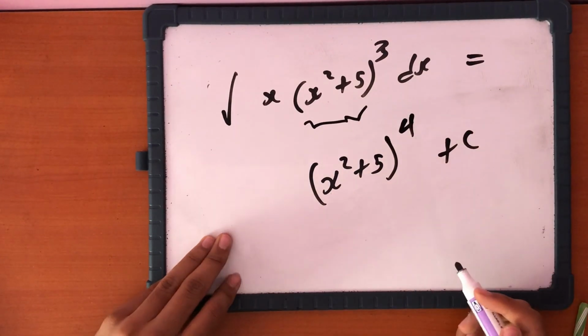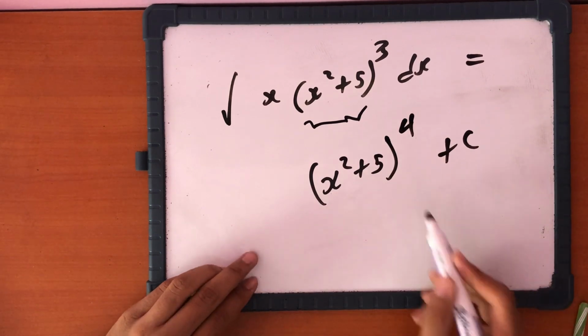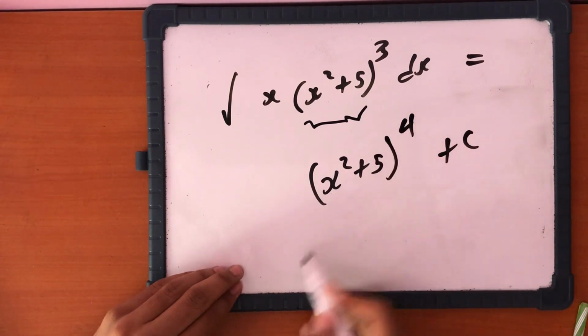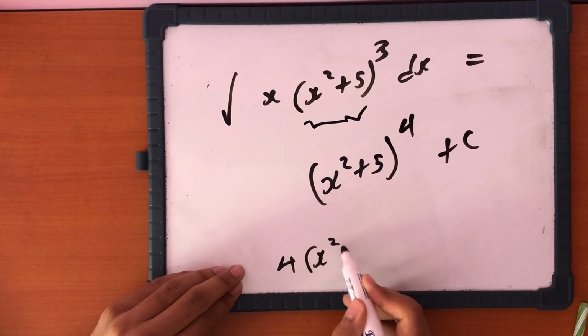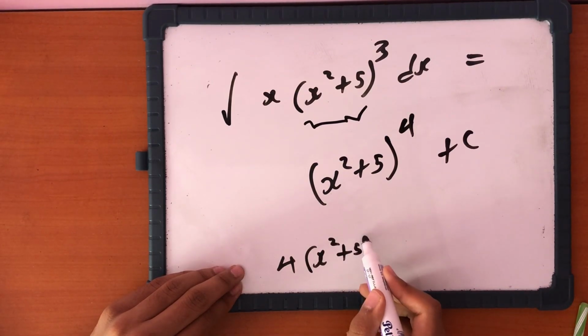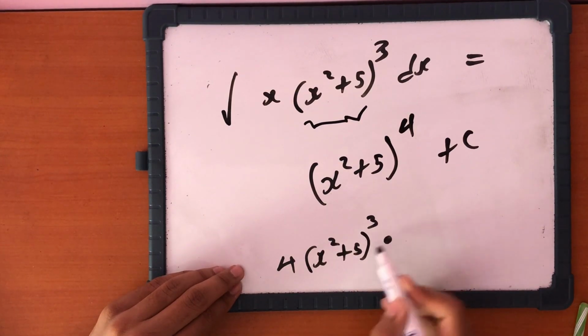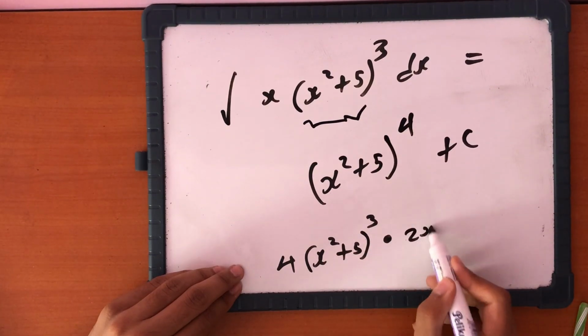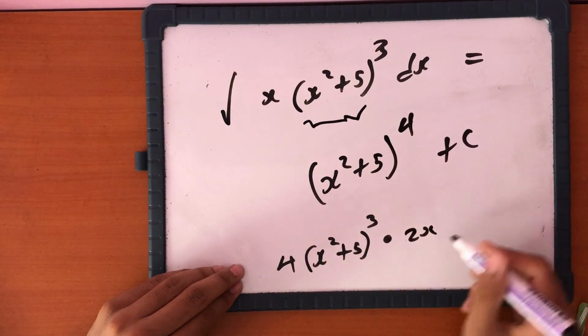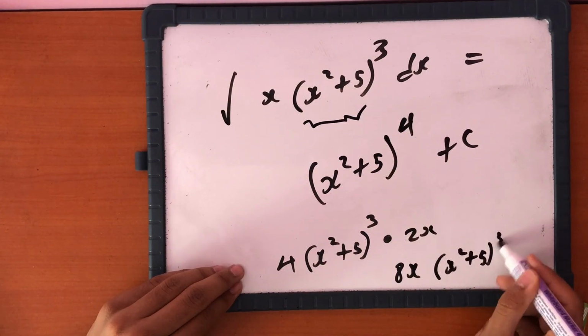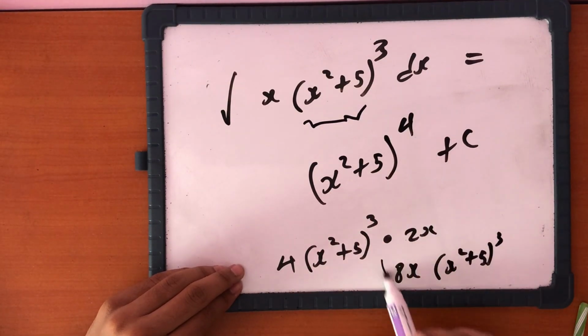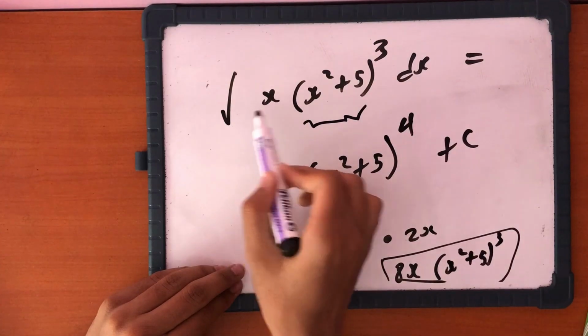And then now we try to adjust for constants. What do you think the constant is? Let's try differentiating this. So we would get 4 into x squared plus 5 all cubed times the derivative of the inside, which would be 2x. So this in general is giving us 8x times x squared plus 5 cubed. So when we differentiate this, we're getting this, but we only want it to be 1x.